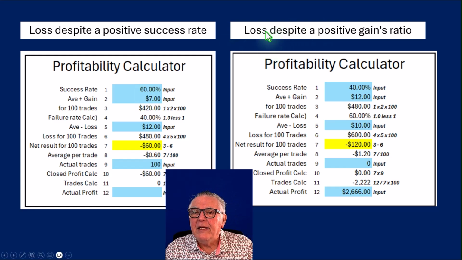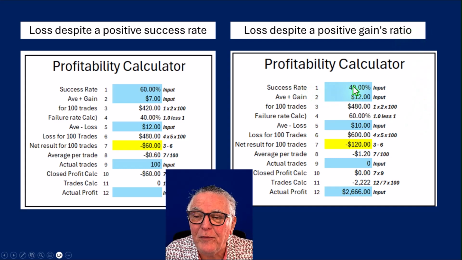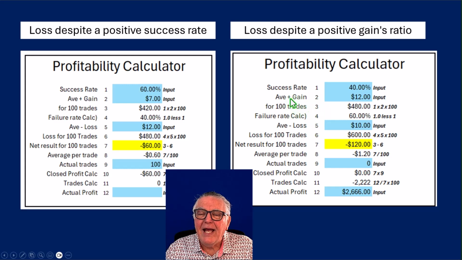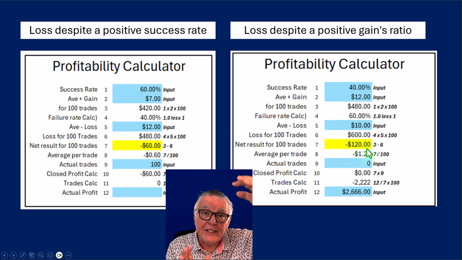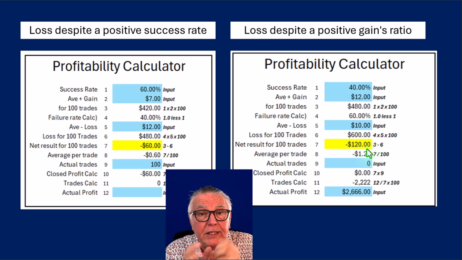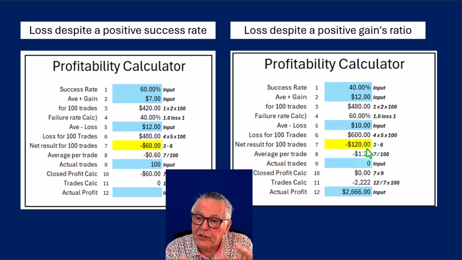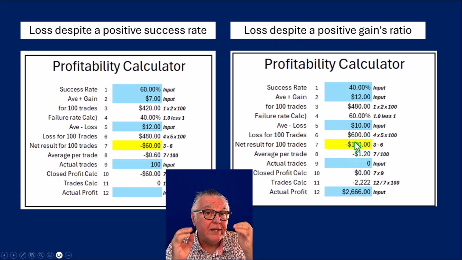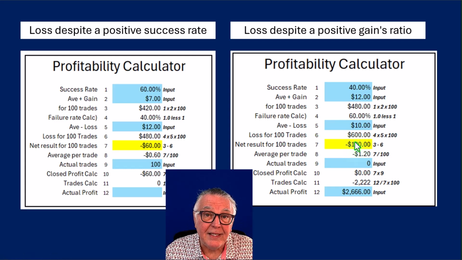Okay, so here losses are made despite the positive gain ratio. Here we've got a success rate of only 40%, but the gains are bigger than the losses. $12 was bigger than the $10 average loss, but in spite of that, there is still a loss created. So this calculator shows you the balance between those three components. And if you get the balance wrong, you're going to make a loss. If you get the balance right, you are going to be printing money.